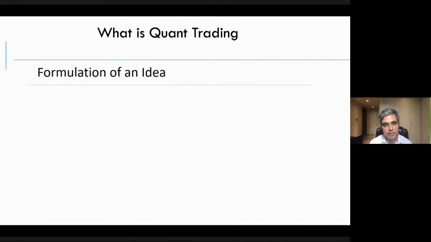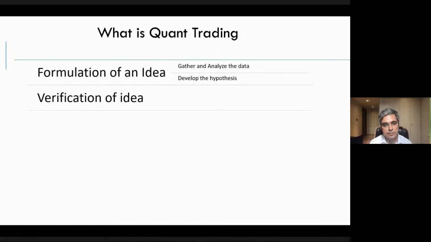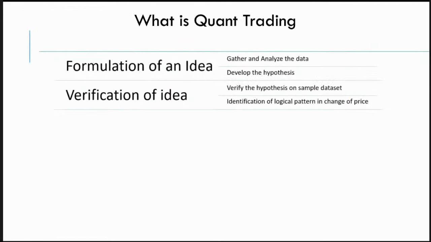First stage is formulation of an idea. There are various activities we do in this. One is gathering and analyzing the data, and next is development of the hypothesis. Next stage is verification of the idea. In this stage, we verify the hypothesis which we developed using a sample data set. We don't go into the detail of all the data, but we just use some sample data, and also we identify the logical pattern in the change of prices, so that we can identify when to buy and when to sell.